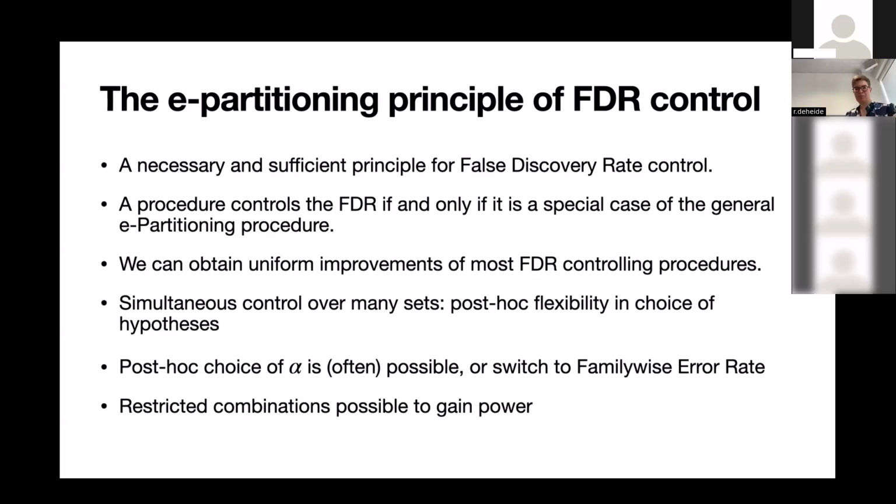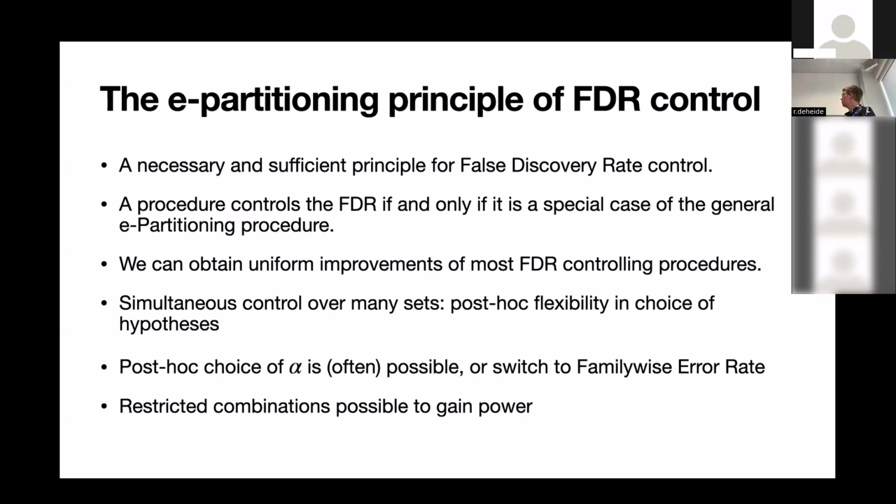The main aspects of it: this new thing, the e-partitioning principle, is necessary and sufficient for FDR control. That means that any procedure that controls the FDR, including all these p-value procedures, Benjamini-Hochberg, the Su method, Benjamini-Yekutieli for arbitrary dependent p-values, etc. All these methods, every method that controls the FDR, controls the FDR if and only if it's a special case of this general e-partitioning procedure.